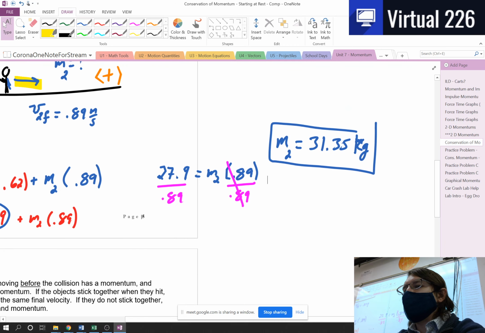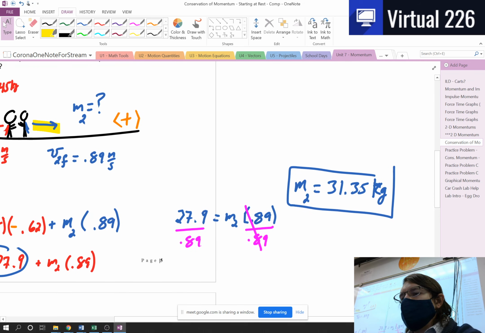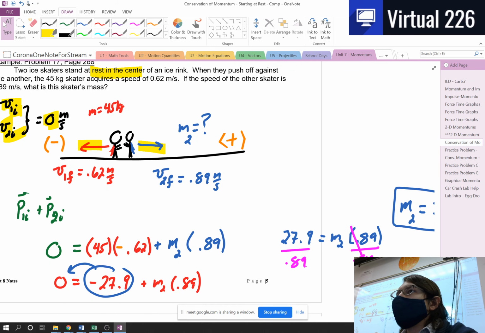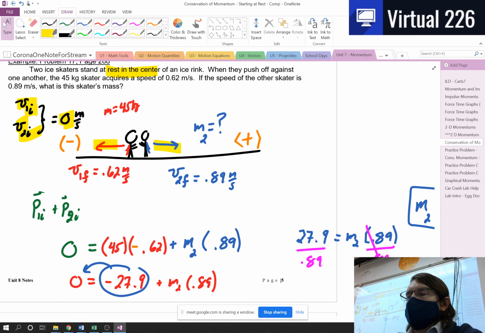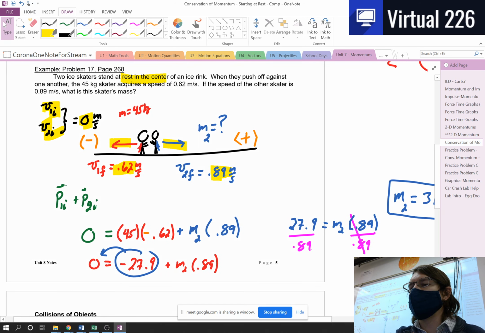If we think about that answer, we got an answer of 31.35 kilograms. Does that answer even make sense? Well, the skater on the right, skater 2, moved faster than the skater on the left. Now, if these skaters push off from one another, they have the same force pushing off. That's Newton's third law. So in theory, the less massive skater should gain more velocity, which they do. The less massive skater ended up with 0.89. The more massive skater ended up with 0.62. So that makes sense from a force perspective, and what we know in our real lives, and it makes sense from conservation of momentum.